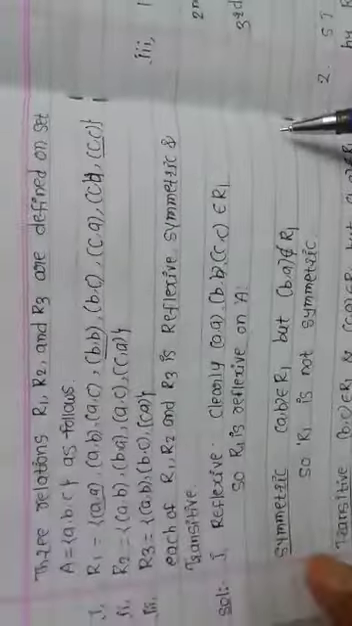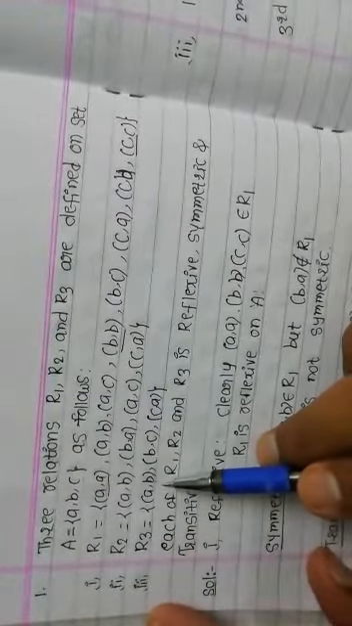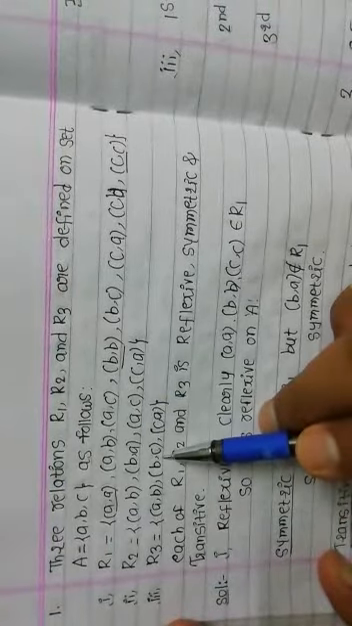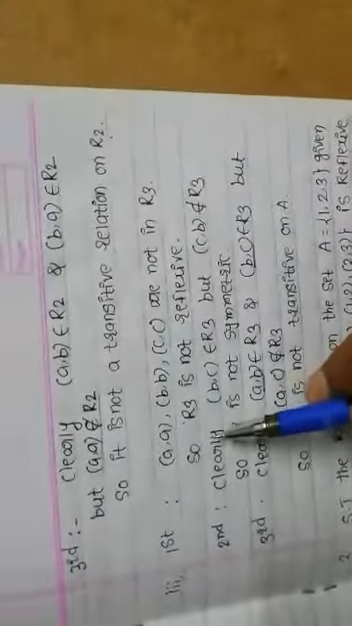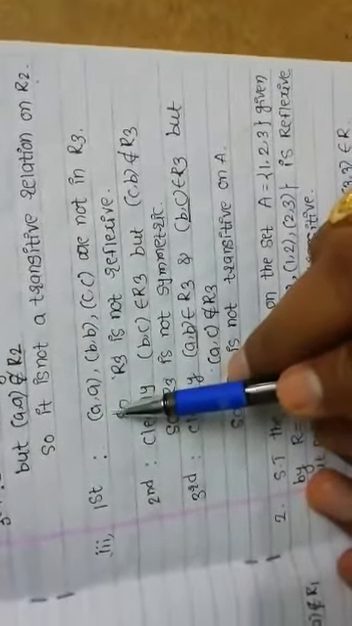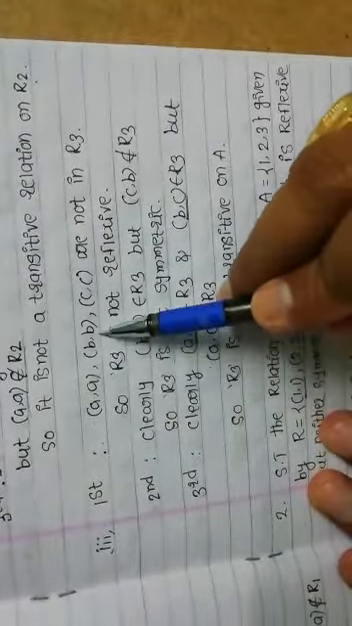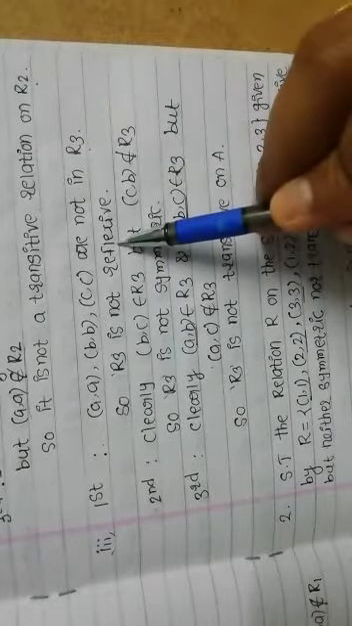Next question. Here R3 is equal to what is given: (a, b), (b, c), (c, a). Check the three conditions. Here (a, a), (b, b), (c, c) are not in R3. R3 is given as (a, b), (b, c), (c, a) only. So it is not reflexive.